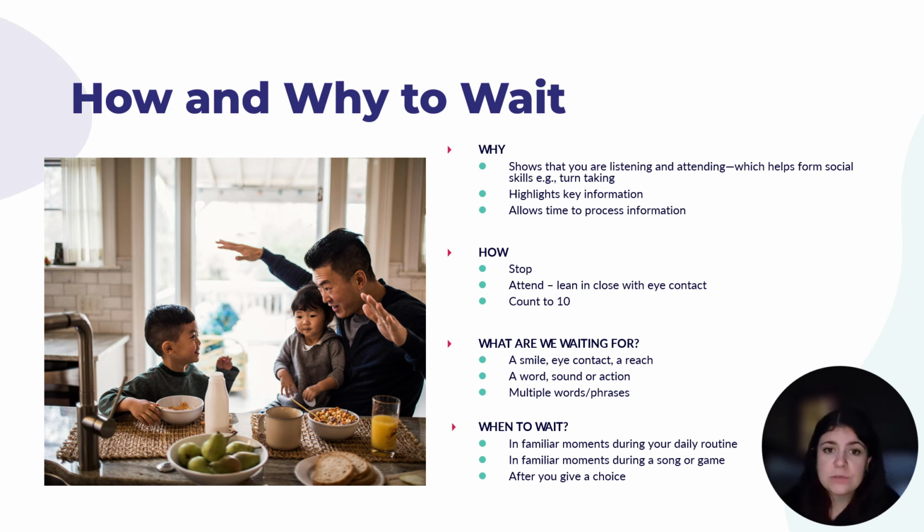Pausing or waiting also allows the person you're talking with to have time to process what you said. This is especially important when talking with children who are just learning language. By showing your child that you are attending, so paying attention to what they are communicating, you can help form social skills such as turn taking, so taking turns back and forth. Now that you know why waiting is helpful, let's think about how to actually implement or use this strategy.